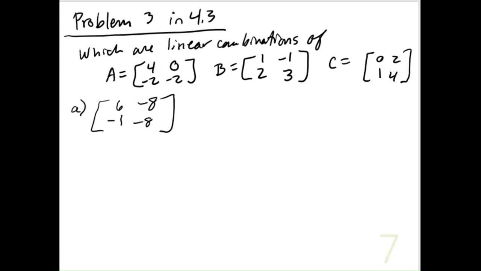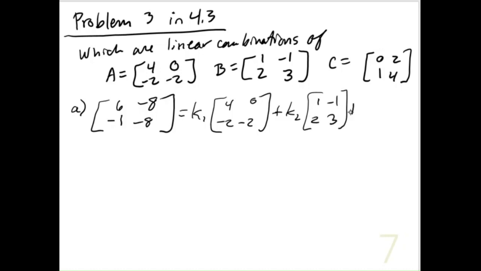So if we were to write this as a linear combination, we'd be asking ourselves: does this matrix equal K1 times our matrix A plus K2 times our matrix B plus K3 times our matrix C? So how do we solve this? Hopefully you remember from a previous section that we can write this as a set of linear equations.